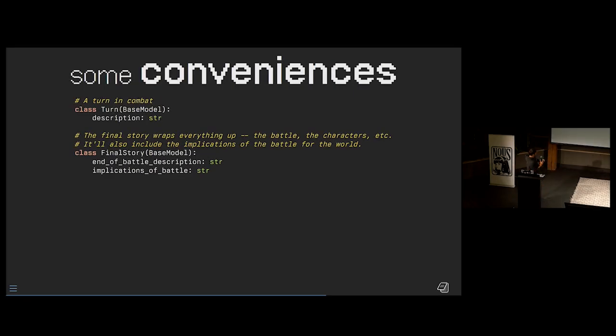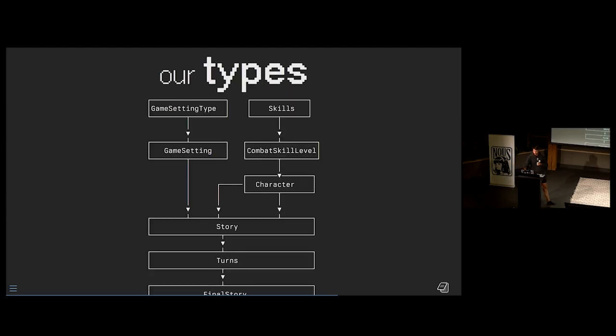And so we have some convenience functions as well. I'll get into these in a second. The key one here is final story. Final story is just like someone has won the battle. How did that final battle conclude? What was the main blow? And then what are the implications of the battle for the broader story inside of the context?